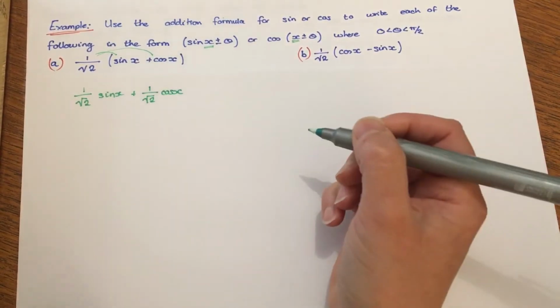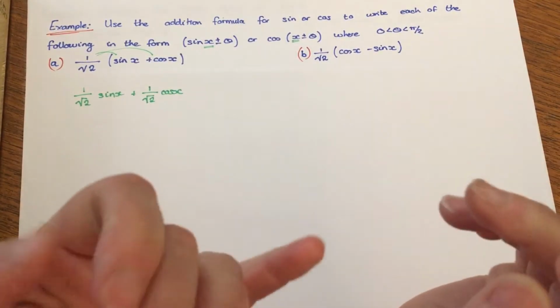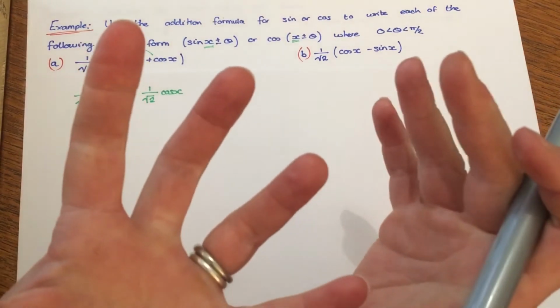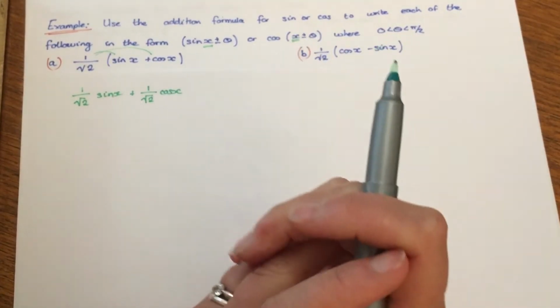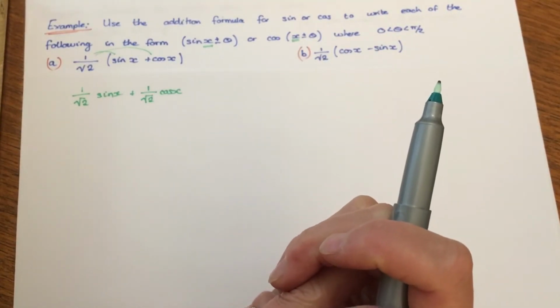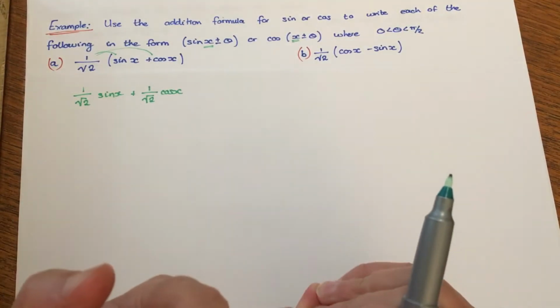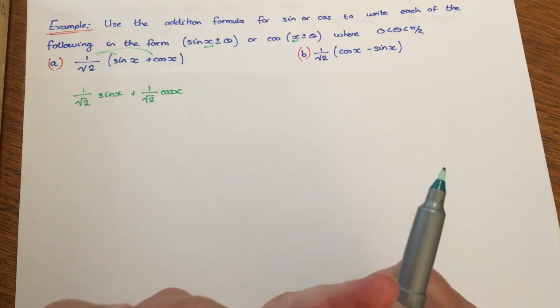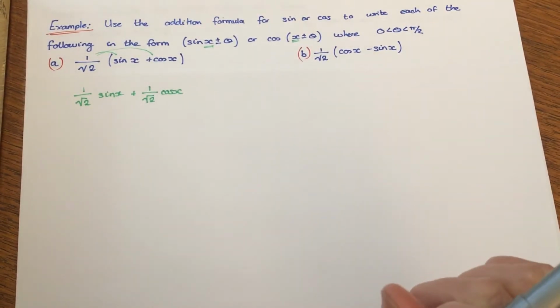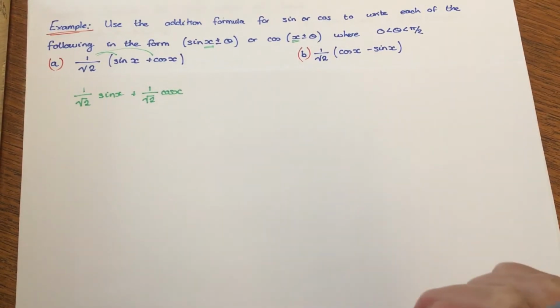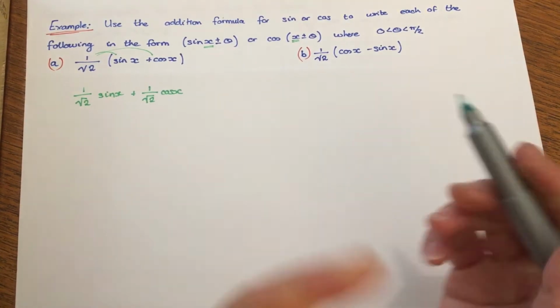Now we're going back to what we did in school. Can I use the addition or subtraction formulae for sine, which are sine cos plus cos sine, or sine cos minus cos sine? Or can I use the addition or subtraction formulae for cos, which are cos cos minus sine sine and cos cos plus sine sine? So which one does this match?